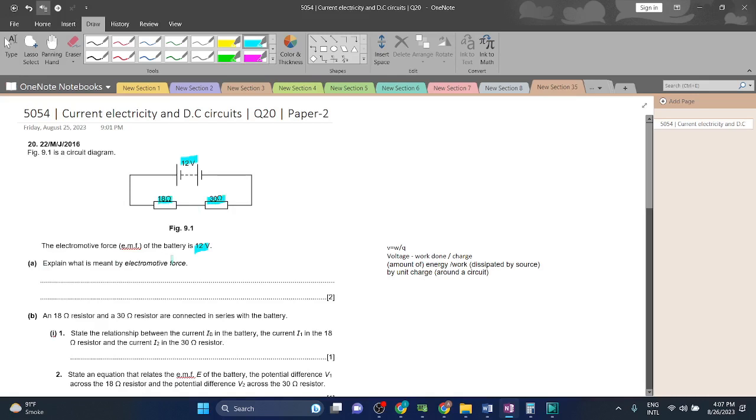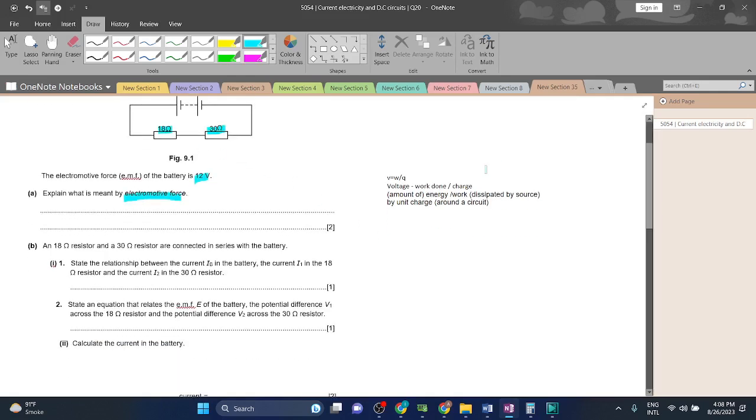Electromotive force simply means the amount of work done required in order to move a unit charge in a closed circuit. So that is what electromotive force is, and we can compress this definition into one formula, which is voltage equals work done divided by charge, which means voltage is equal to work done in order to circulate charge around the circuit. So that is the answer.